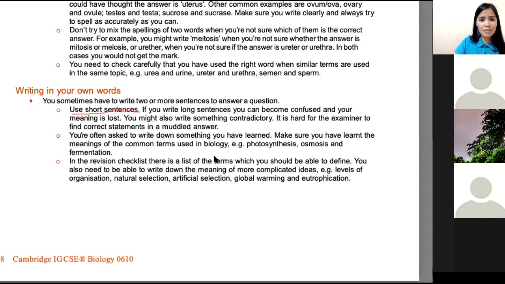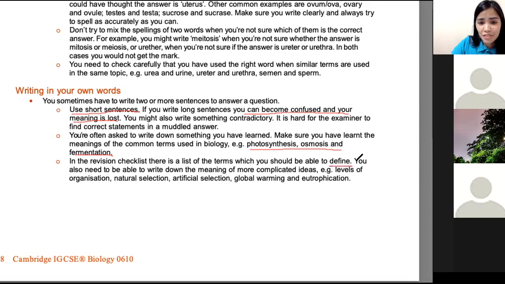Okay, do not write very long sentences, compound plus compound sentences, with "and then" your phrase and another phrase and... Okay, so use short sentences. Keep it simple, keep it short. If you write long sentences, you can become confused and your meaning is lost. So stick with the short sentences. Make sure though that the answer, your point, your idea is there.